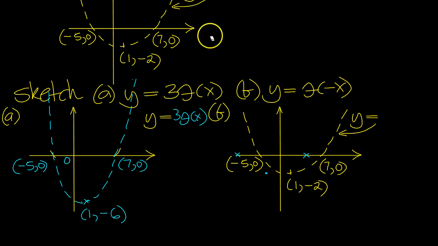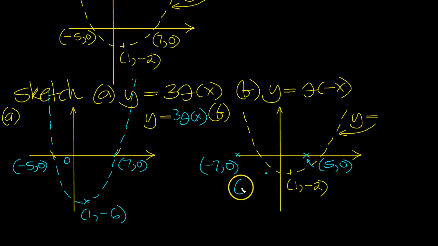So we can put that in now. So this was (-7, 0) here. And the (-5, 0) was reflected over here, wasn't it? To (5, 0). That's that point there. And this point here was going to be reflected at (-1, -2). And that's going to be that point there. So we can just draw the curve now.